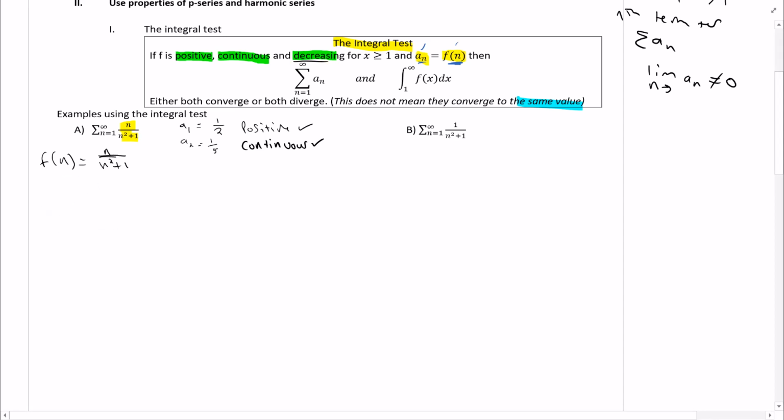And the last thing we need to show, which is the more difficult part, is, is it decreasing? So basically we need to take the derivative and show that the derivative is negative, right? The rate of change is always negative. All right, so here we go. We're going to check for decreasing. We're going to take the derivative, f prime of n. You're going to need to use a little quotient rule here. It's going to be 1 times n squared plus 1 minus 2n times n, over n squared plus 1 squared. Then do some simplification.